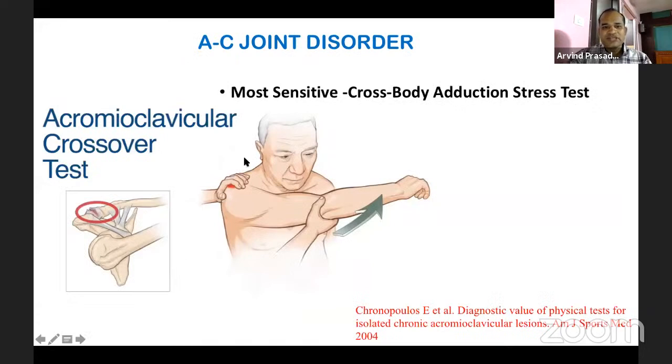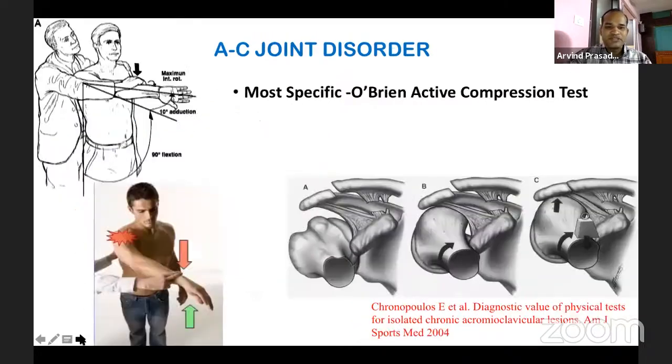Next test for the AC joint is the cross body adduction test, in which the arm is flexed 90 degrees and fully adducted, and the patient has pain because of the adduction, if there is a problem with the AC joint.